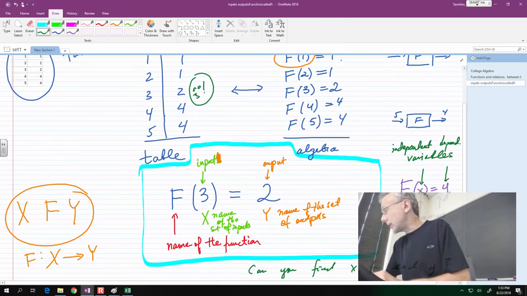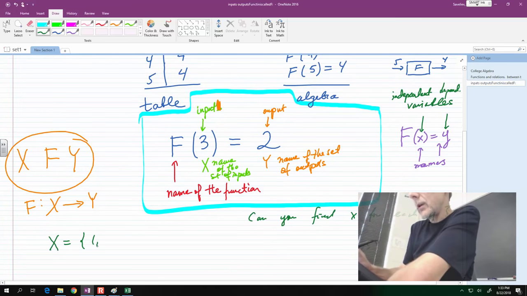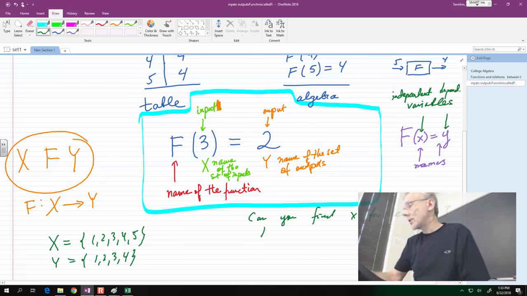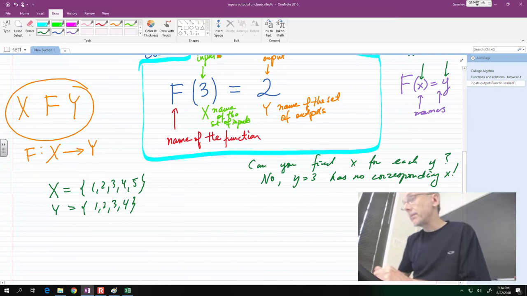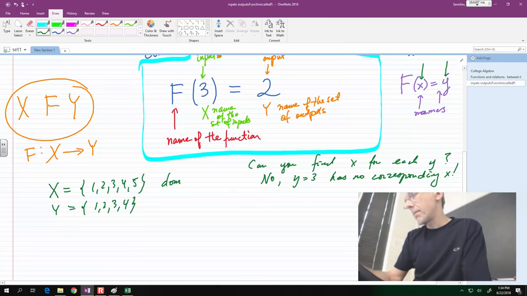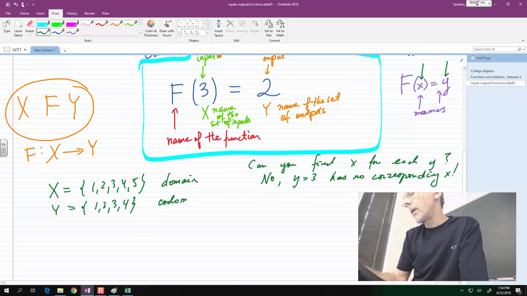It certainly depends on what we choose to be X and what we choose to be Y. We choose here X to be 1, 2, 3, 4, 5, and we choose Y to be 1, 2, 3, 4. In that case, the answer is no: Y equal to 3 has no corresponding X. Now, there are more names here: the domain and the codomain of the function.